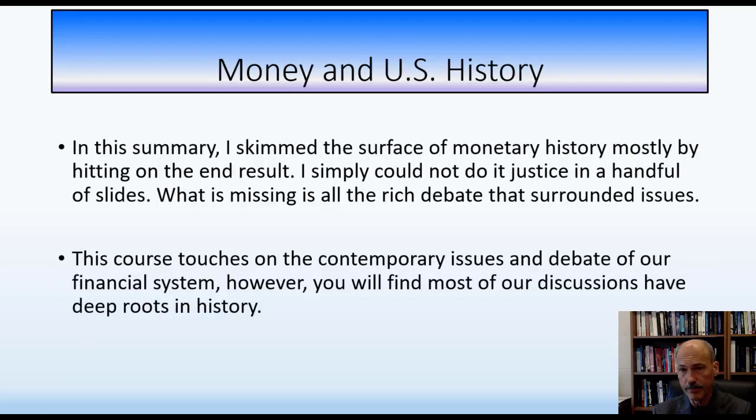In this summary, I skimmed the surface of monetary history. I mostly hit on the end result, and I just can't do it justice in a handful of slides. What's missing, and I mentioned this before, is there's a huge, rich debate surrounding all of these issues that I've talked about, which I kind of just glossed over. So if you read the history books on this, you'll get more detail on what was going on and what the thinking was. This course touches on contemporary issues and debate of our financial system. However, you will find most of the discussions have deep roots in history.